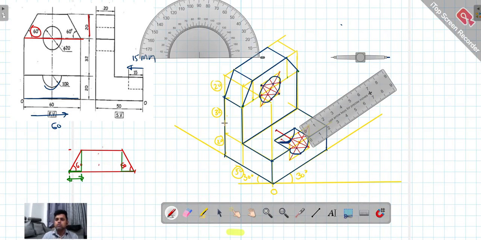Okay, so this is the solution of this particular diagram. Okay, so you're not supposed to mark any point like this 20, 30. Okay, so this was for your reference only. So that's it from this solution point of view.